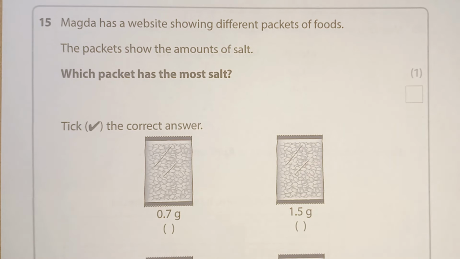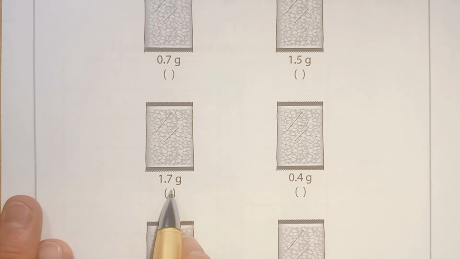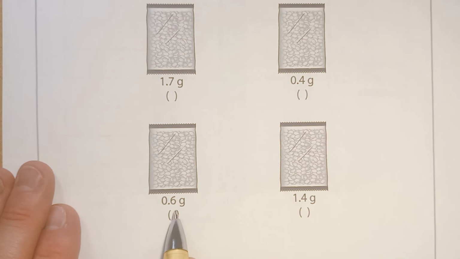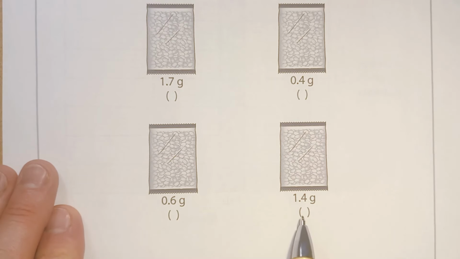Question 15. Magda has a website showing different packets of food. The packets show the amounts of salt. Which packet has the most salt? So we've got 0.7 grams, 1.5 grams, 1.7 grams, 0.4 grams, 0.6 grams, and 1.4 grams.